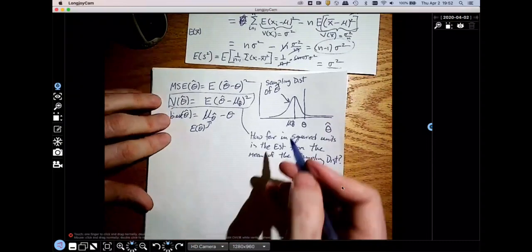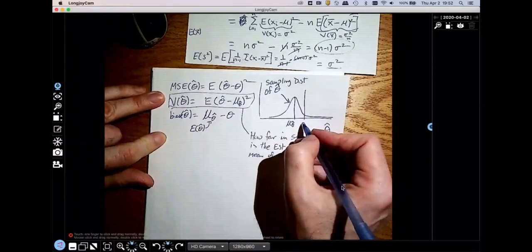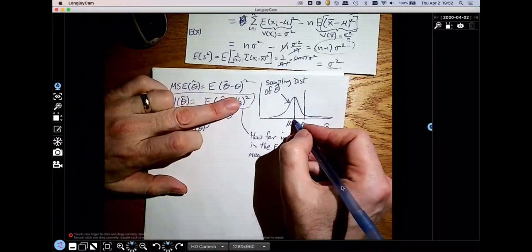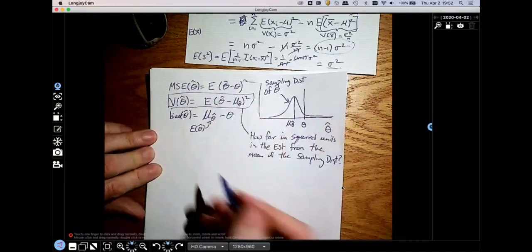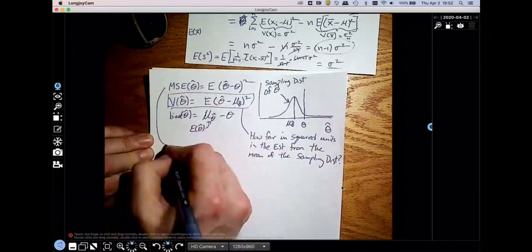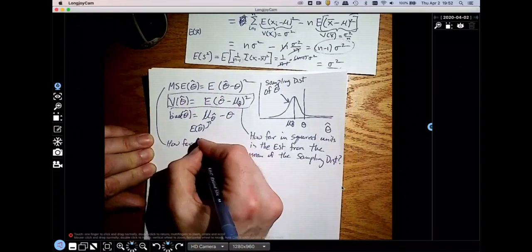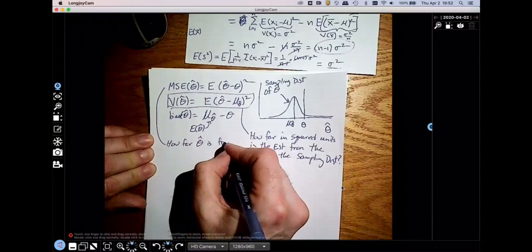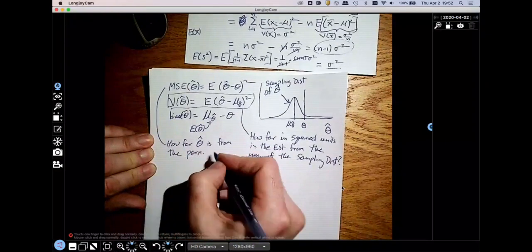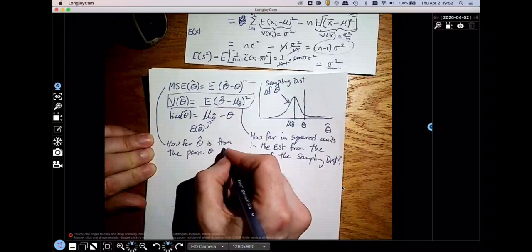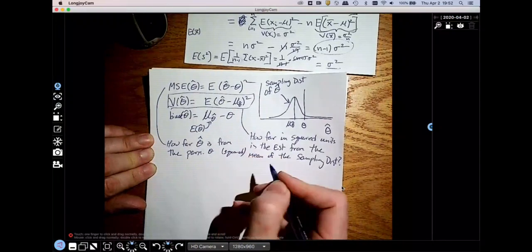Now, mean squared error, on the other hand, is how far the estimator is not from this mean, but from the parameter. So how far do you think you are from the parameter? How far theta hat is from the parameter theta, squared. Let me just write that here in squared units.